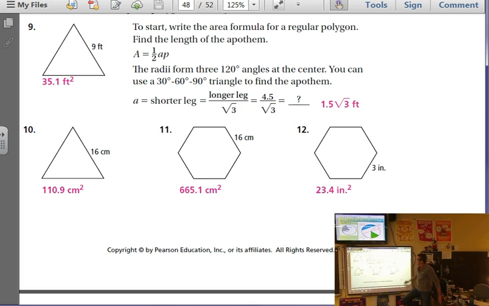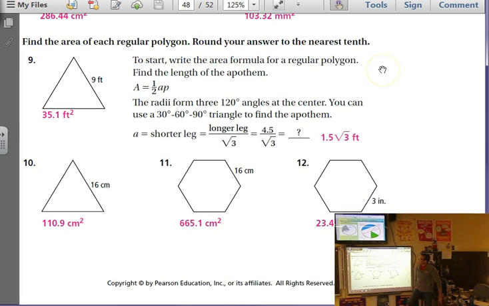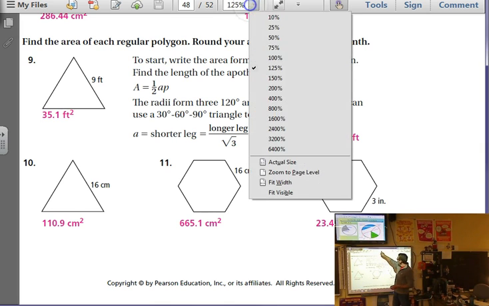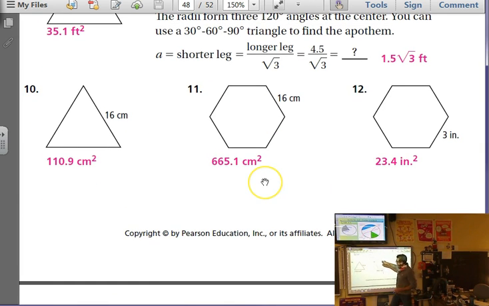10. So, find the area of each regular polygon. If we have a regular triangle, what kind of triangle is that? I had trouble putting it in the calculator. Okay, so hold up, back up. If we have a regular triangle, what type of triangle is that? Equilateral. So I know that each angle is 60.